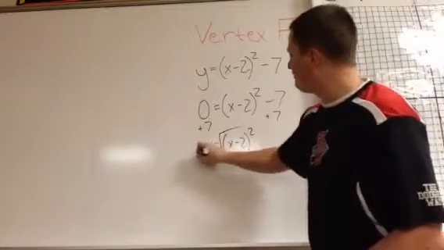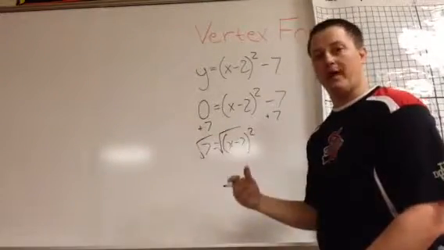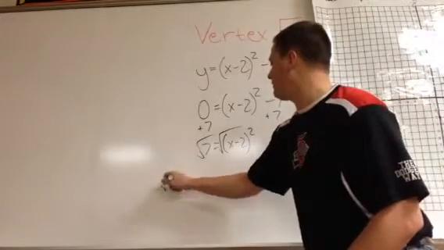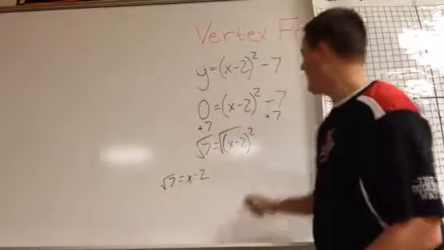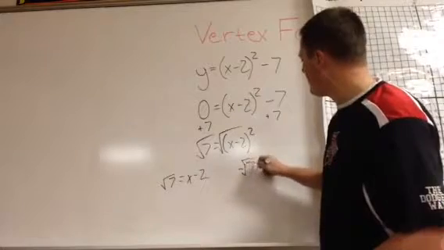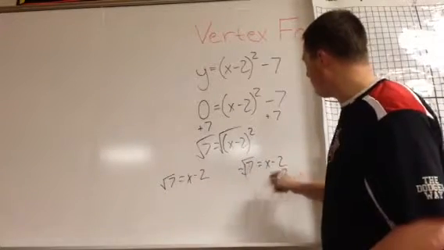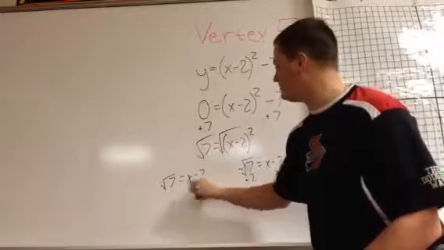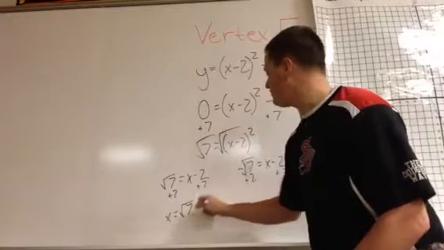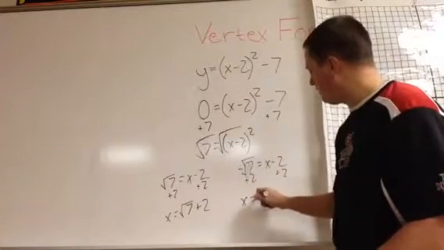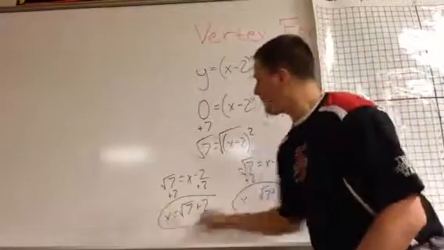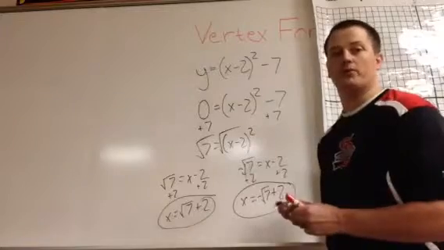We can square root. Remember, when you square root, you get 2 possibilities. Since this is not a perfect square, we will have a positive square root of 7 equals x minus 2, and a negative square root of 7 equals x minus 2. We're going to add 2 to both sides of both problems and come away with an x value of square root of 7 plus 2 and an x value of negative square root of 7 plus 2. These would be the x values of our roots.